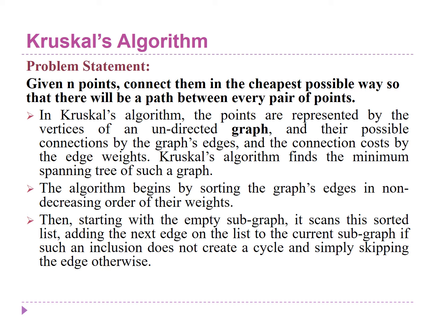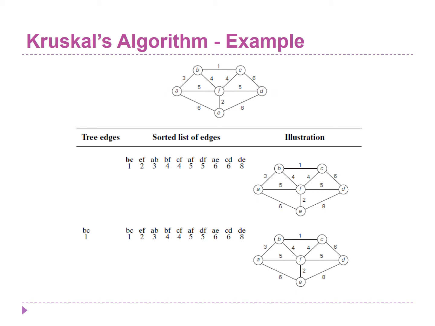Kruskal's algorithm, very similar to Prim's algorithm, finds the minimum spanning tree of such a graph. The algorithm begins by sorting the graph edges in non-decreasing order of the weights. Then, starting with the empty subgraph, it scans the sorted list, adding the next edge to the current subgraph if such an inclusion does not create a cycle, and simply skipping the edge otherwise. Let me illustrate Kruskal's algorithm with an example.